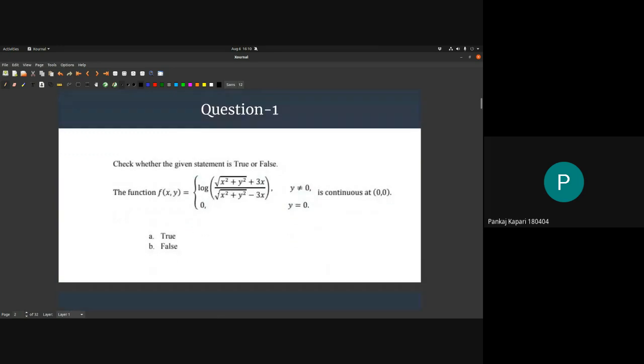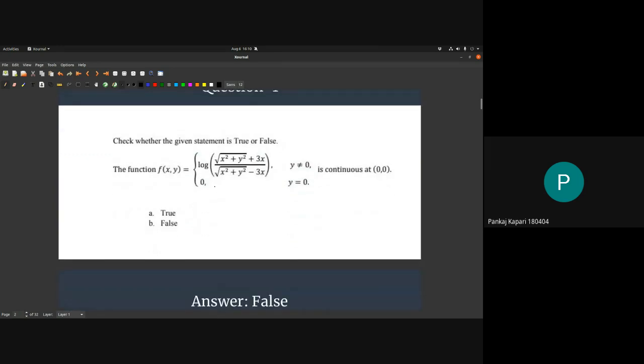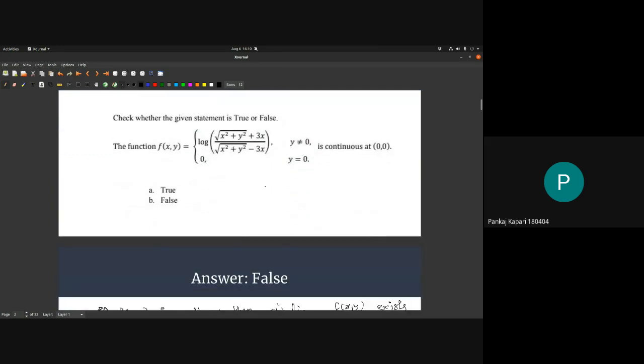Okay, let's see here. Along the path y equal to mx, the limit of this function f(x, y) when you approach this origin, what will it be?